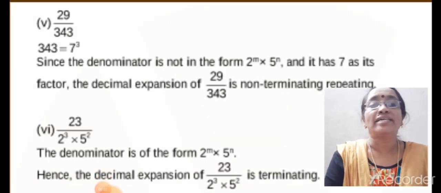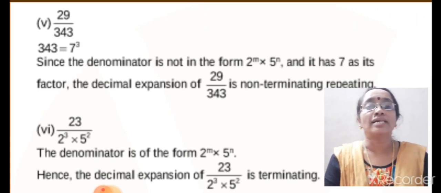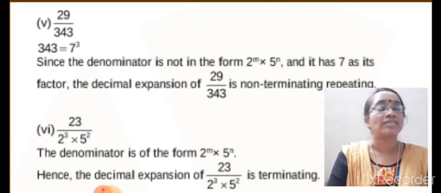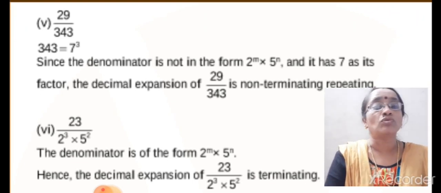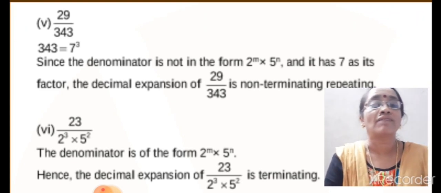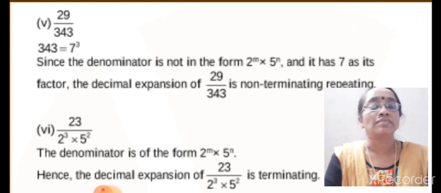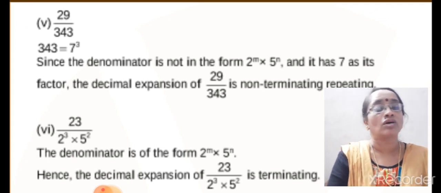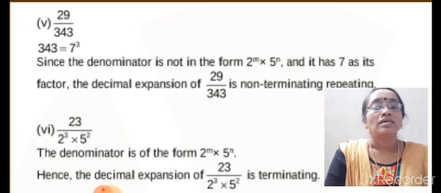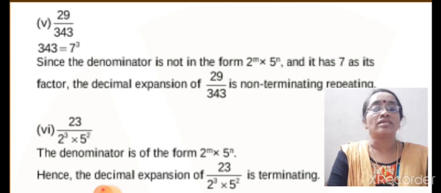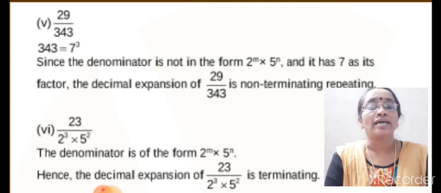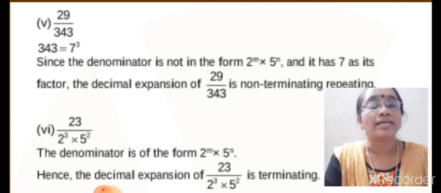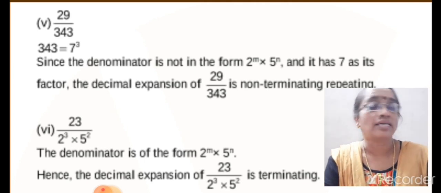Fifth question, 29 by 343. 343 can be rewritten as 7 raised to 3. So the denominator is not of the form 2 raised to m into 5 raised to n, since 7 is coming as a factor. So the decimal expansion of the given number is non-terminating, repeating. Sixth question, 23 by 2 raised to 3 into 5 raised to 2. The denominator is of the form 2 raised to m into 5 raised to n, as it is already given as 2 raised to 3 into 5 raised to 2. So it is terminating.